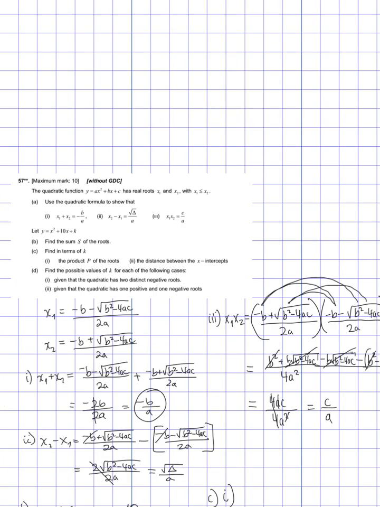Okay, so for part d, find the possible values of k for each of the following cases, given the quadratic has two distinct negative roots. First, if it has two distinct roots, we've got that the discriminant is greater than 0. So b squared minus 4ac is greater than 0, so 100 is greater than 4k, so k is less than 25.